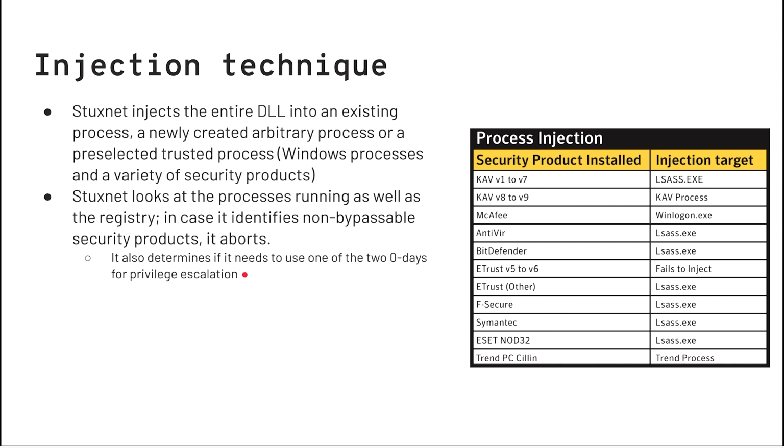Then it would also determine whether it needs to use a 0-day for privilege escalation. It depends on whether the infected process had privileges or not. If it didn't have advanced elevated privileges, then Stuxnet would employ a 0-day vulnerability to elevate privileges to kernel or administrative privileges.